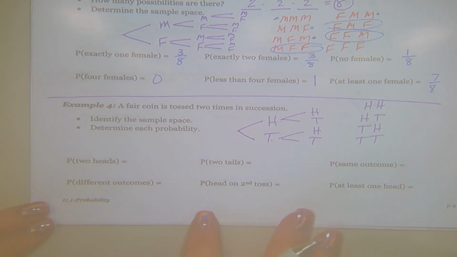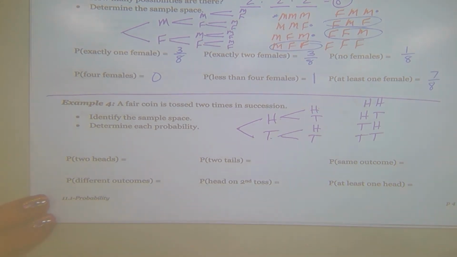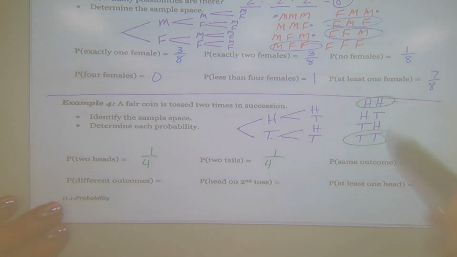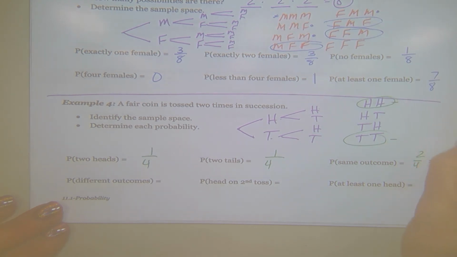Now let's look at these 6 probabilities. What is the probability that out of those 2 coin tosses, I got 2 heads? Well, that's that first one right there, one way out of 4. How about 2 tails? That one's right there, one outcome out of 4. What is the probability that they had the same outcome? Well, heads, heads is the same, tails, tails is the same, so that's 2 outcomes out of 4, or 1/2.